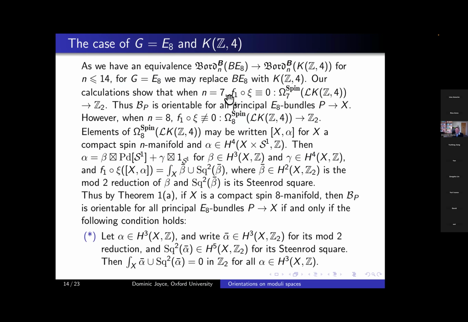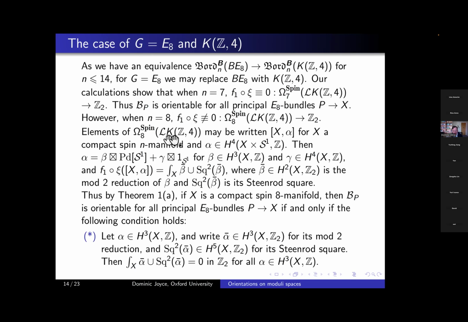Okay, so our calculations show that when n equals 7, F1 of psi is 0. So that tells you that BP is orientable for all principal E8 bundles P over X and for all spin 7 manifolds X. But when n is 8, the composition F1 of psi is non-zero. So this is kind of contradicting the theorem from Cao-Gross-Joyce I told you about last time, which is false.